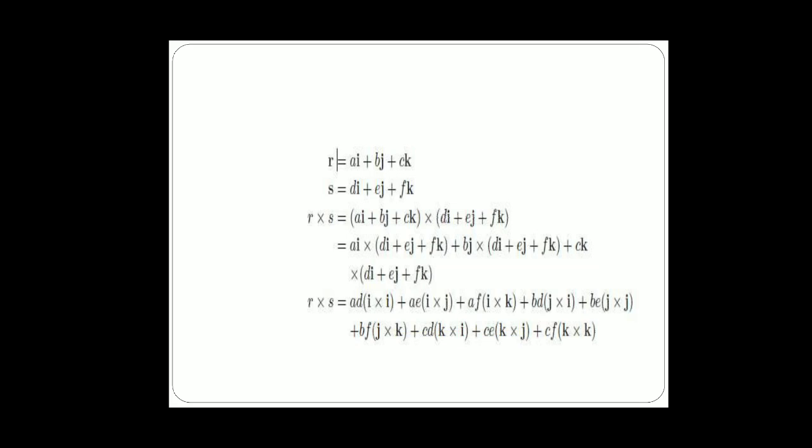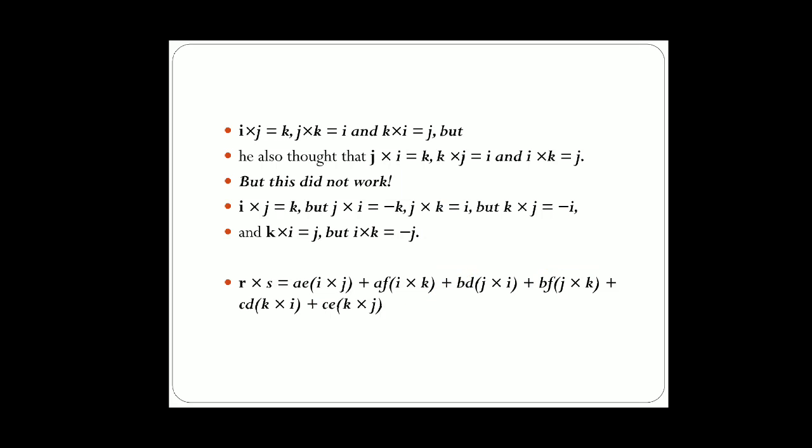i cross j is equal to k, j cross k is equal to i, and k cross i is equal to j, as per the vector product. Now this is not like i dot i is equal to 1, j dot j is equal to 1. It's not like the normal dot product. This is the vector product.